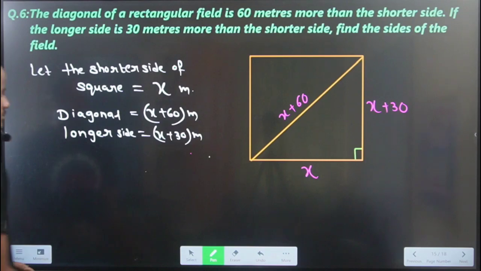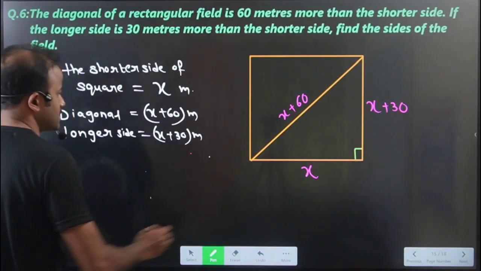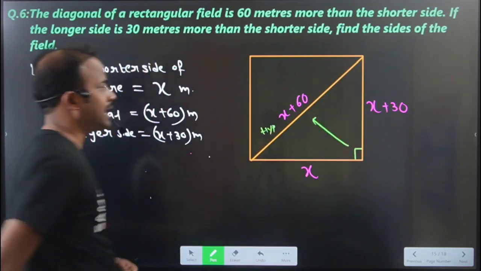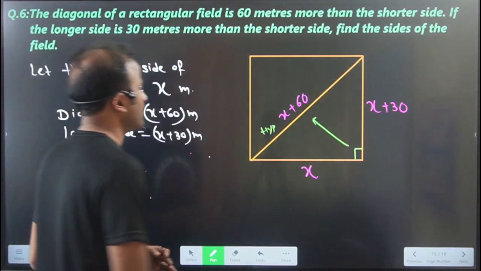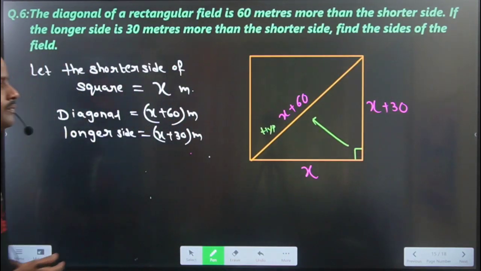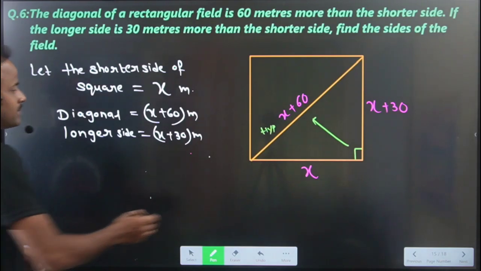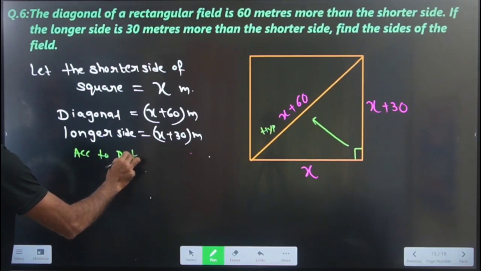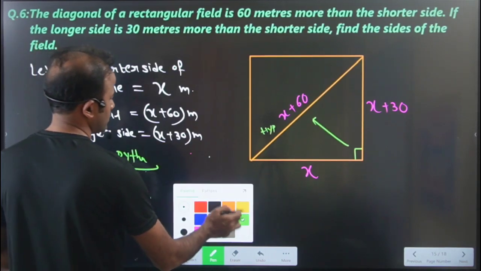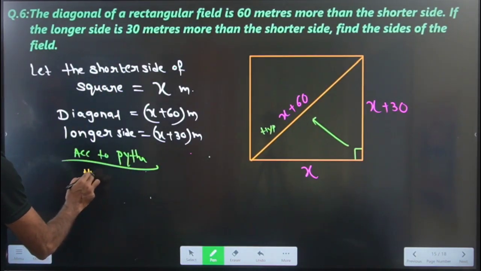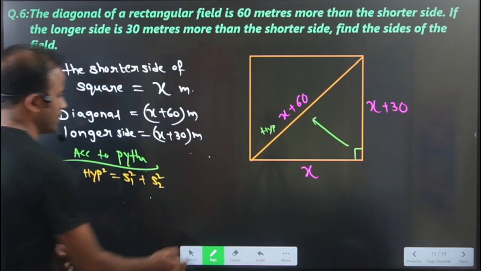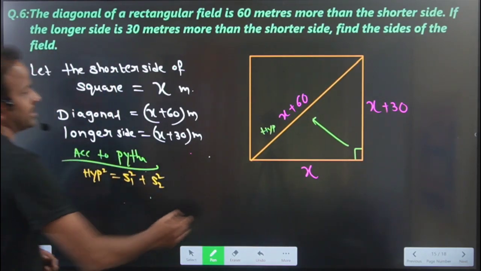So now apply the Pythagoras theorem. By Pythagoras, let us say this is the hypotenuse. How do you identify the hypotenuse? The side opposite to the right angle we call the hypotenuse. The square of the hypotenuse equals the sum of the squares of the other two sides. Hypotenuse square equals side 1 square plus side 2 square. Now see here, what is the hypotenuse here?